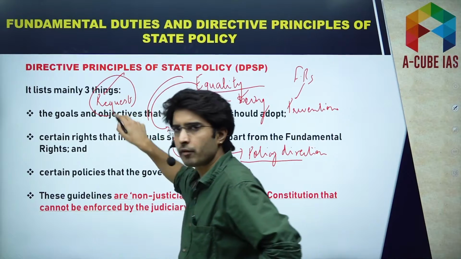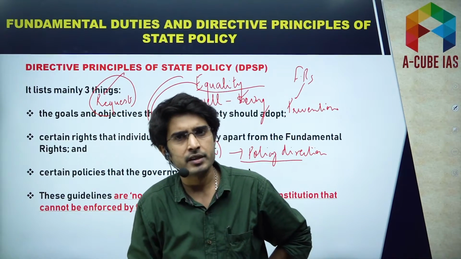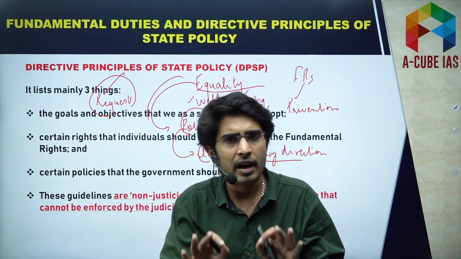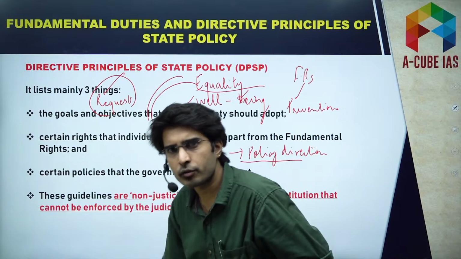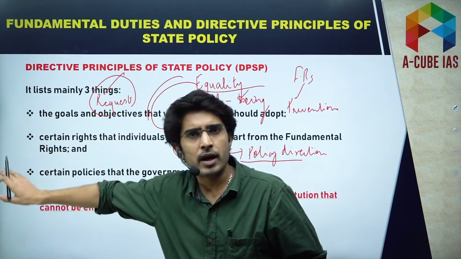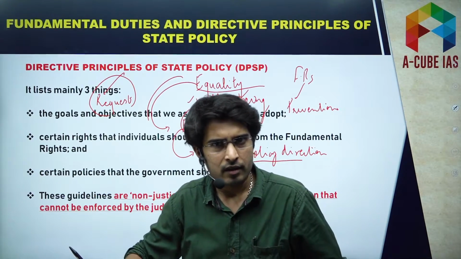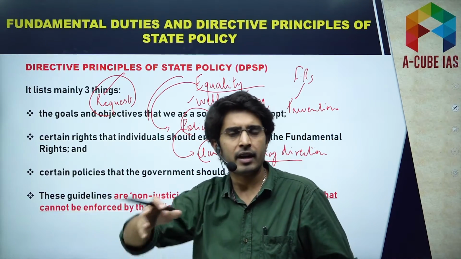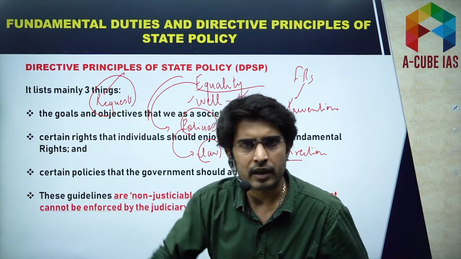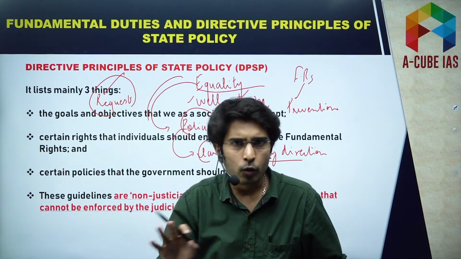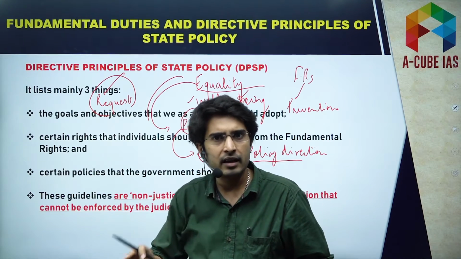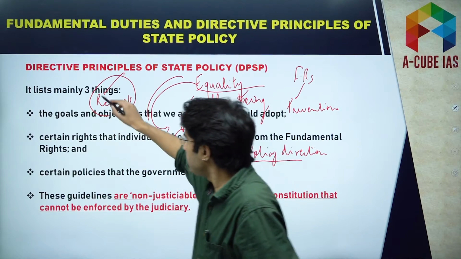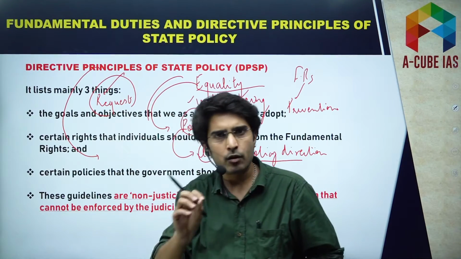Why did I say request? Because these DPSPs are non-justiciable. These cannot be enforced in any court of law. It means you cannot force the government to implement these guidelines. So legally they are not bound. If you go to court and say that the government did not implement a certain guideline, then the court cannot do anything, because these are not legally enforceable. These are non-justiciable.